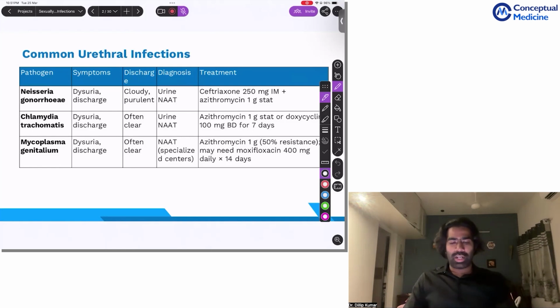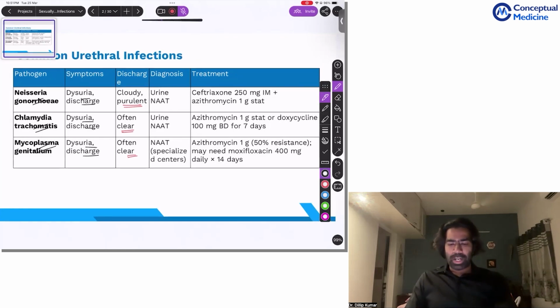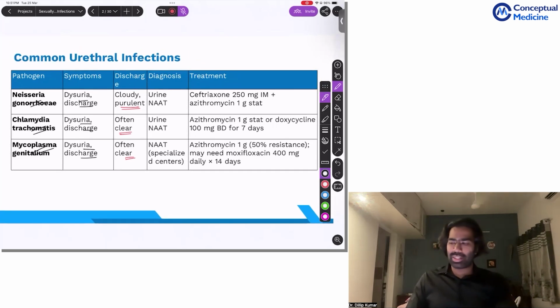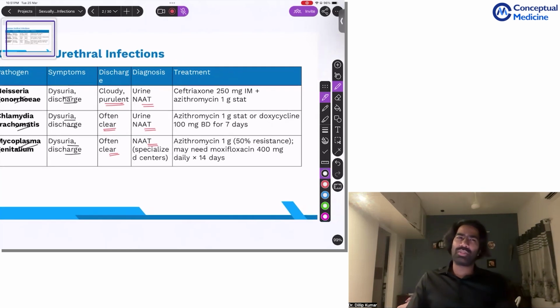So coming to common urethral infections, the three organisms are going to be Neisseria gonorrhea, Chlamydia trachomatis, and Mycoplasma genitalium. And the most important symptoms are going to be dysuria and discharge. And you're going to have a cloudy and purulent discharge. That is a turbid, purulent, pus-filled discharge if it's gonorrhea. But if it's Chlamydia or Mycoplasma genitalium, it's going to produce more of a clear, serous discharge. And all of these infections are going to be primarily diagnosed via NAAT, that is nucleic acid amplification test. Even though culture media are available, these organisms don't grow in standard culture. So it's better to go for NAAT.